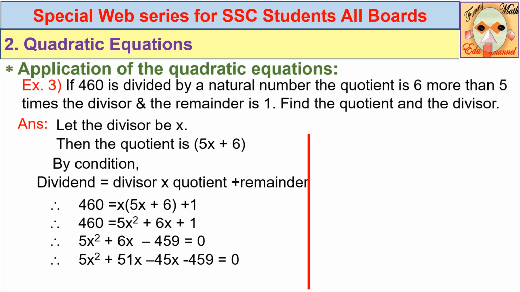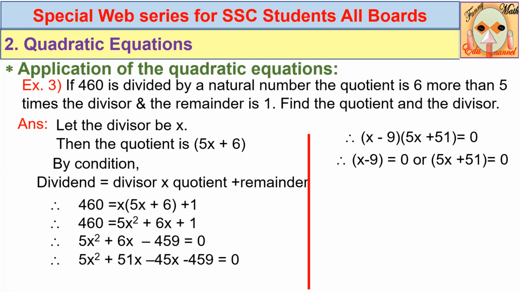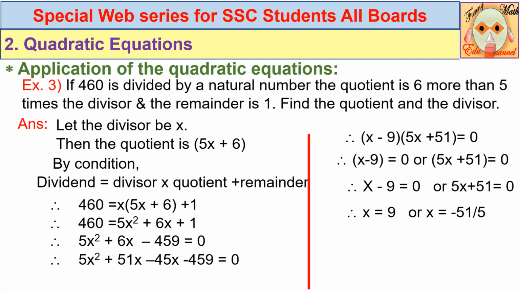So in the next step you have to take the common factor 5x, and in the first bracket you get 5x plus 51, second bracket, x minus 9, equal to 0. After simplification you got this one. Then you will say that x minus 9 equal to 0 or 5x plus 51 equal to 0, because any one must be 0, then that gives you product equal to 0. So x minus 9 equal to 0 or 5x plus 51 equal to 0 gives you x is equal to 9 or x is equal to minus 51 upon 5.